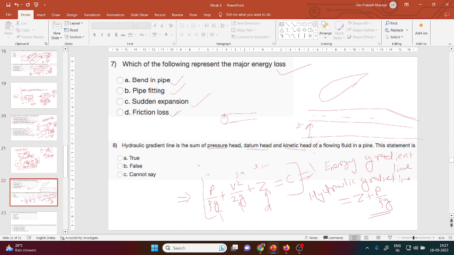And question number 8, I think you already know. The hydraulic gradient line represents what? The datum head and the pressure head. The energy gradient line represents the pressure head, velocity kinetic head and the datum head. So for question number 8, option B is correct. That is false: the hydraulic gradient does not represent the pressure head, datum head and the kinetic head.